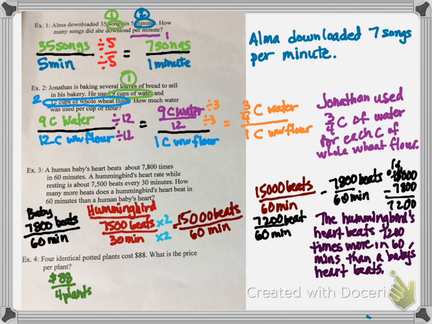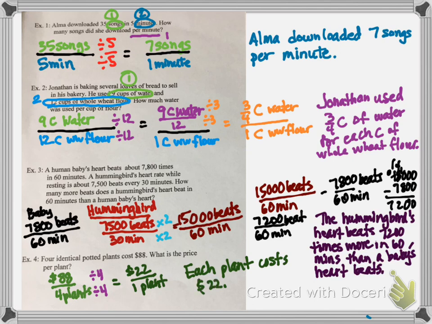So what I'm going to do is I need to get this to become a unit rate. So that means I need to divide the denominator and the numerator by 4. So what do I get? I get 4 goes into 88 22 times per 1 plant. So now I'm going to write this answer slightly differently. Each plant costs $22. Okay?